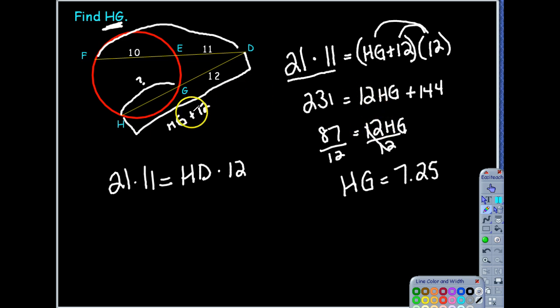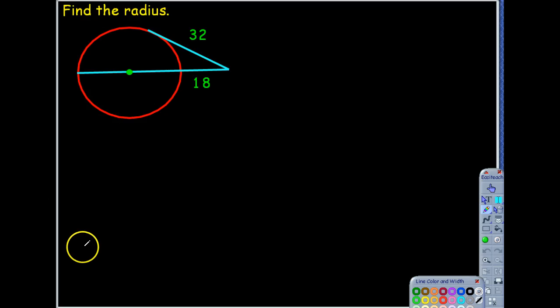However, it's not going to get you the answer directly. So once you found all of HD, you'd subtract 12 from your answer. When you do that, you get 19.25. And then you'd have to subtract the 12. So yeah, good thing to point out because there are other ways of going about this problem.